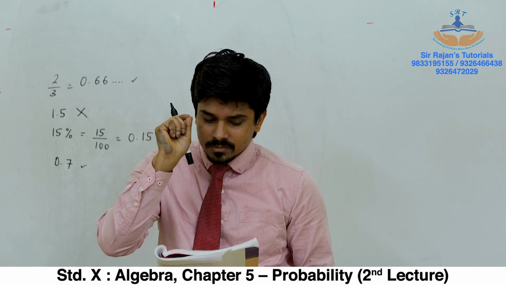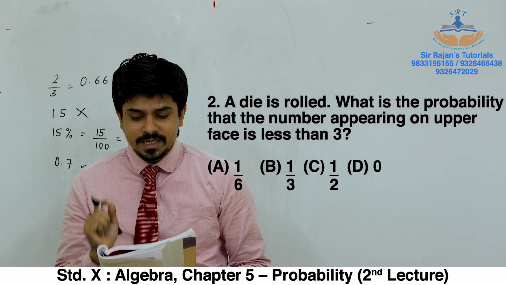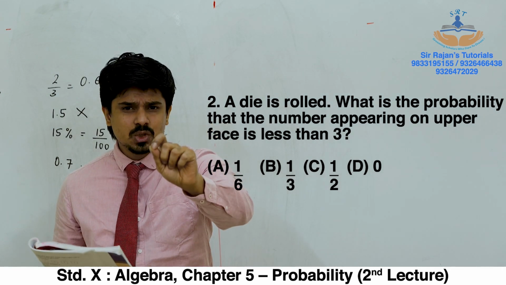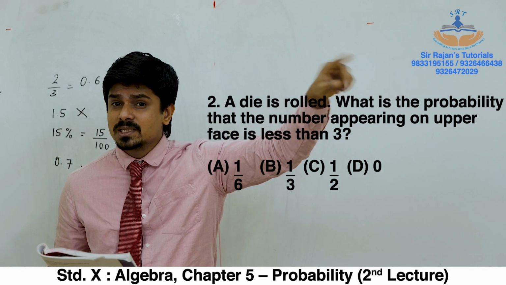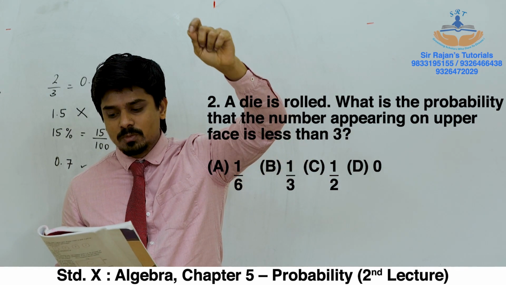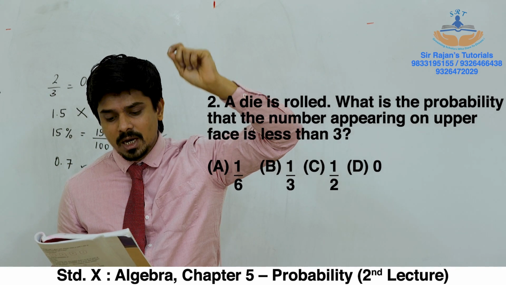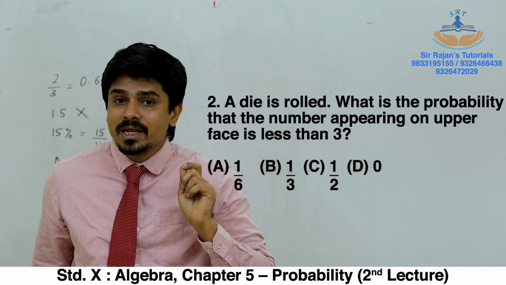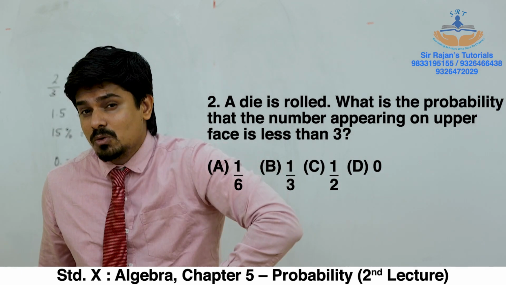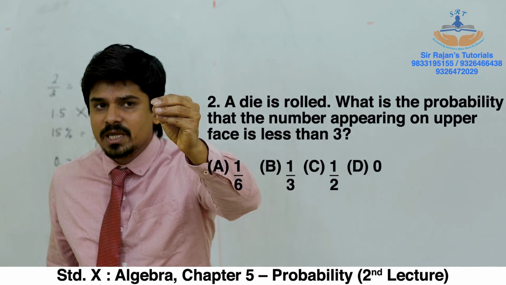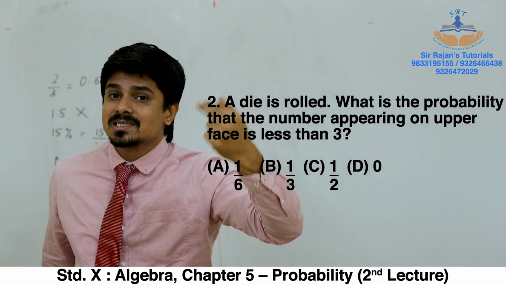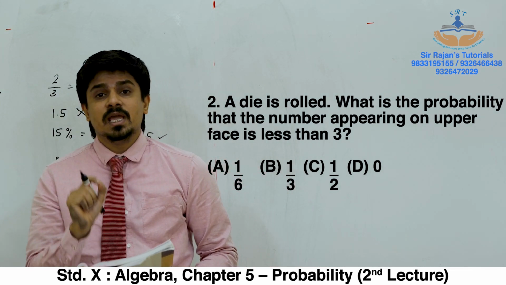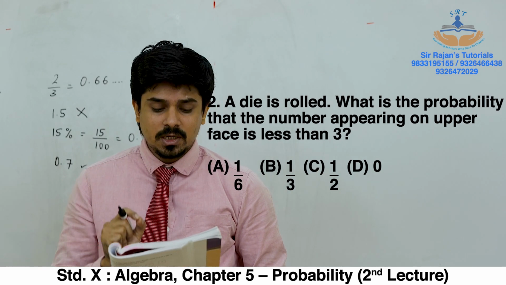Okay, next. A die is rolled. What is the probability that the number appearing on upper face is less than 3? Now try to solve it orally. Die is rolled. Sample space 1, 2, 3, 4, 5, 6. N of S will be 6. Less than 3 का मतलब क्या होता है? 1 चलेगा, 2 चलेगा. तो मेरा number of favorable outcomes कितने हैं? 2. Probability will be N of A upon N of S. 2 upon 6. 2 upon 6 reduced form में it will be 1 upon 3. So your correct option will be B, that is 1 upon 3.